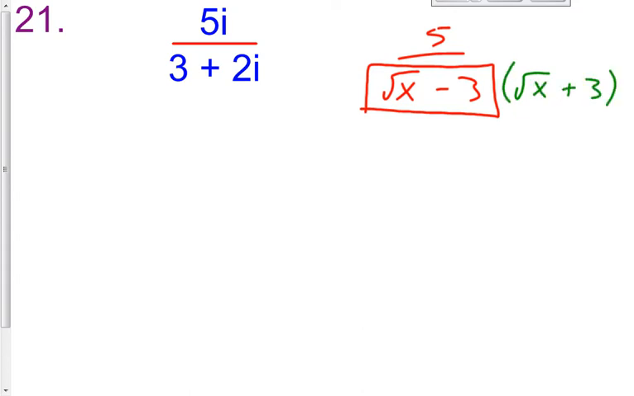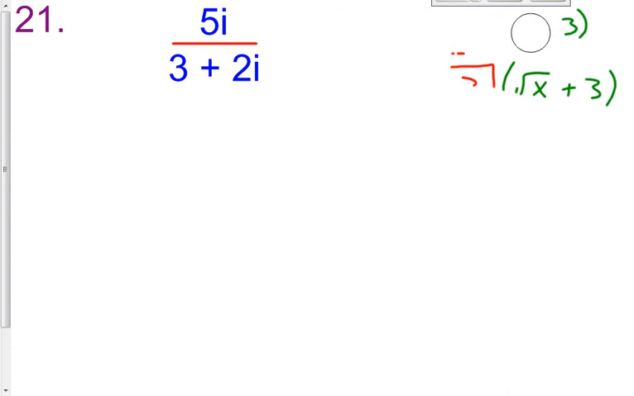You did that to the bottom. You did that to the top. The square root of x plus 3. One thing that's kind of nice, we do the exact same process with imaginary numbers. When we do that, the i's are going to cancel out. So we're going to have 3 plus 2i.